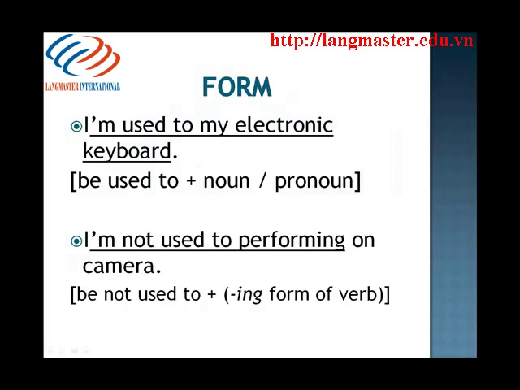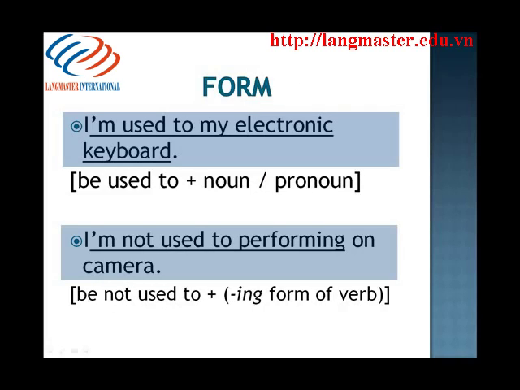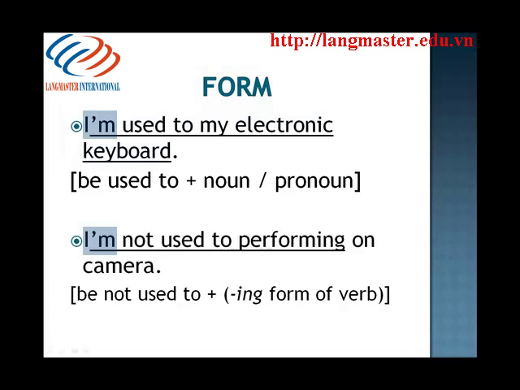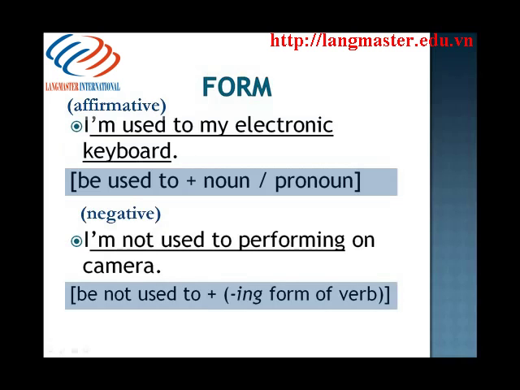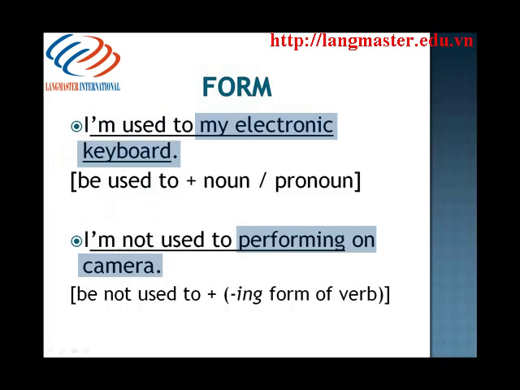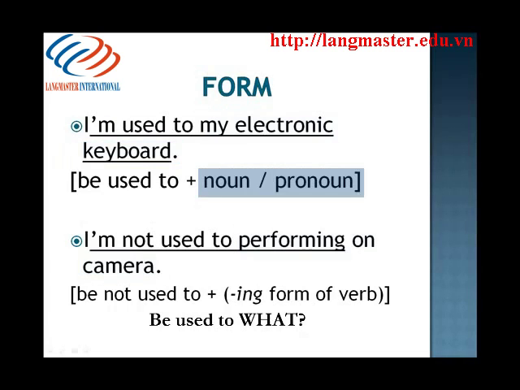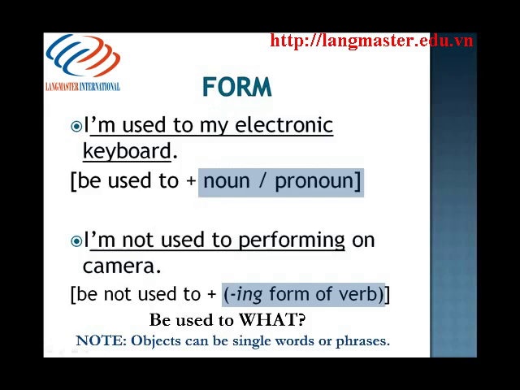Now let's look at form. We have two examples. I'm used to my electronic keyboard. I'm not used to performing on camera. In both statements, the verb of be agrees with the subject. The first statement is affirmative, the second is negative. This structure is followed by an object. It answers the question what. The object can be a noun or pronoun, or a gerund, the ing form of the verb.